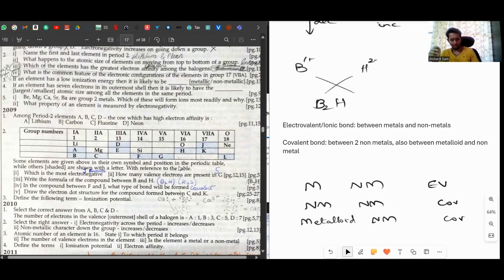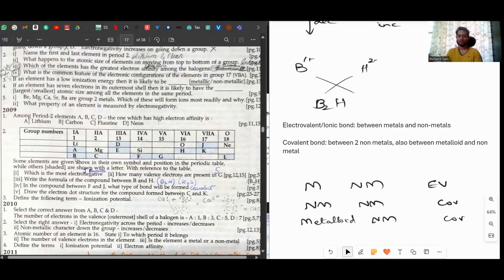Second question. Identify the most reactive element of group 1A or 1. Which is the most reactive element? What do you answer? B. As you go down the group, the reactivity increases because the electron in the outermost orbit is loosely held. It can lose that electron easily, and so it loses it, and that means it's more reactive.